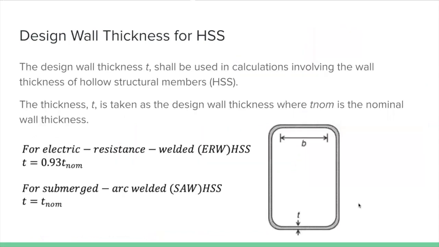For the design wall thickness for hollow structural steel members, the design wall thickness T shall be used in calculations involving the wall thickness of hollow structural members. And the following equations are used depending on the type of pipe used, whether it's ERW or SAW.